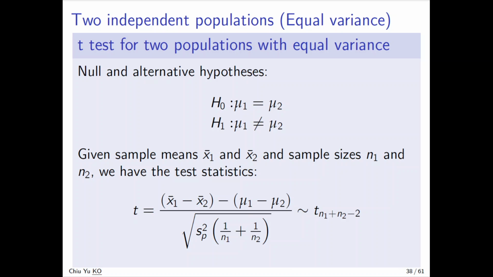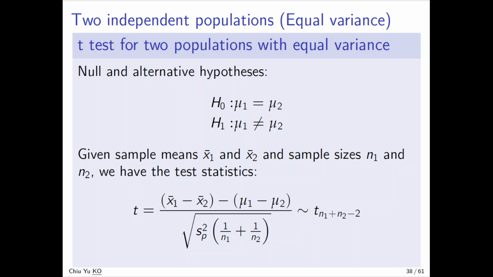The test statistic is t, because we don't know sigma. It is x1 bar minus x2 bar minus (mu1 minus mu2): the difference between the sample means minus the difference between the population means, which under the null is 0. This is over the standard error of this difference, which is Sp, the pooled sample standard deviation, times the square root of 1 over n1 plus 1 over n2. It is distributed as a t distribution with n1 plus n2 minus 2 degrees of freedom. Why this is the case we'll explain later, but take it for granted for now.